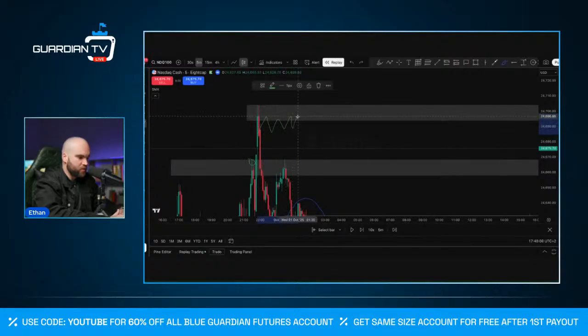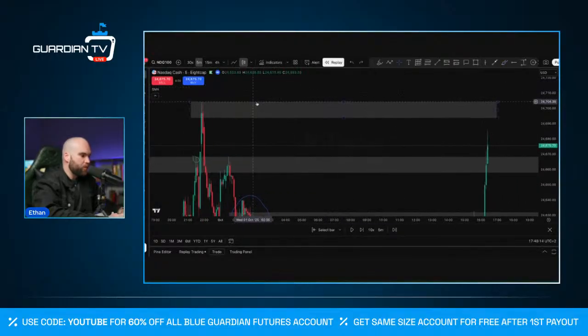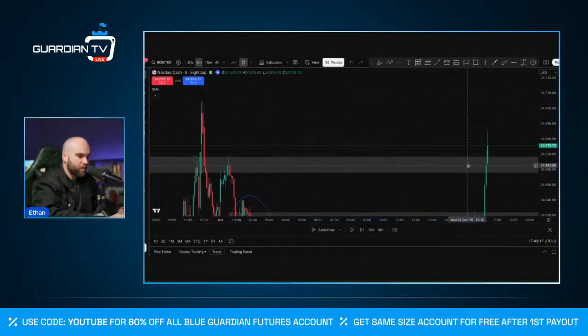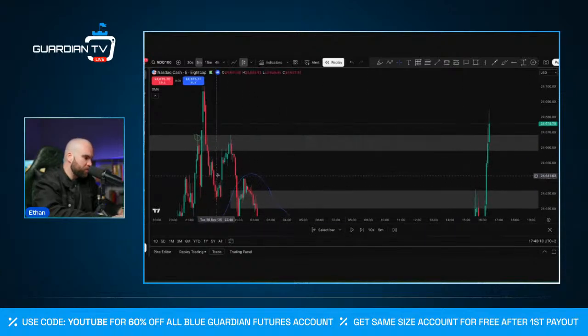There's no price next to it that makes that zone strong enough for me to where I would want to actually take it as a breakout. Whereas this, we've had multiple push in, push out, push in, push out, push in, push out.